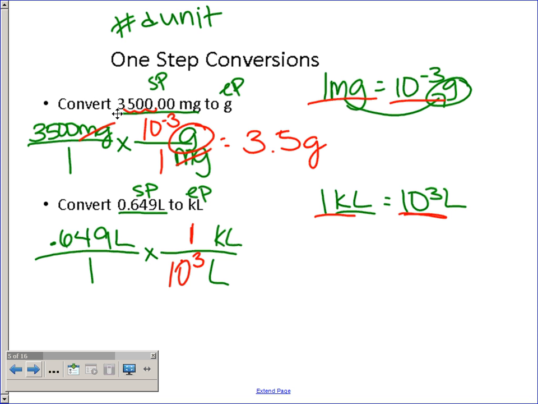Now, how do I solve here? Multiply by the top, divide by the bottom. So 0.649 times 1 divided by 1 divided by 10 to the third gives me a value of 6.49 times 10 to the negative fourth kiloliters. Again, I'm going to move 1, 2, 3 spots so I can see that my number would be essentially the same. Multiply across the top, divide by the bottom. Make sure you're tracking your units so that you can cancel them. Alright, let's work a couple more.